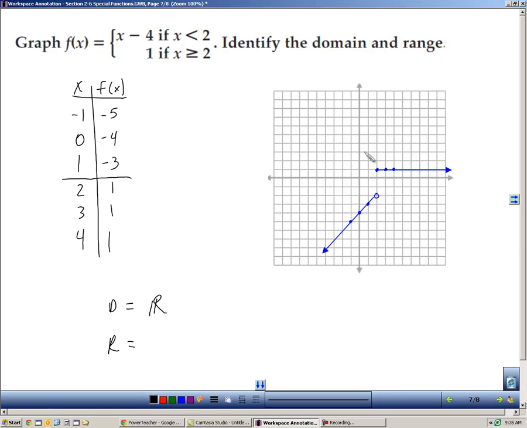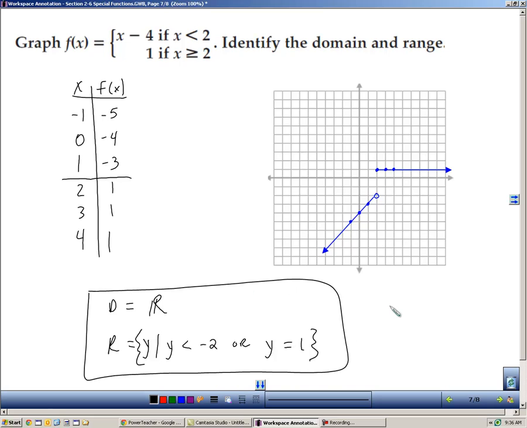So my range is the y values, and it looks like my y values are going to go on forever, but there's a hole here at -2. So my y's are going to be smaller than -2. I know that they're going to go below -2. And then there's a hole, because -1 doesn't get graphed, 0 doesn't get graphed. There's no y's in there. But then once I get to 1, it just stays at 1 forever. So we can say y is less than -2, or y equals 1. So this is what my range is for this piecewise function, and my domain is all real numbers.